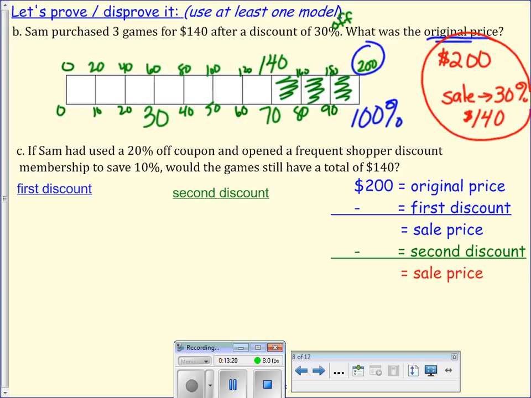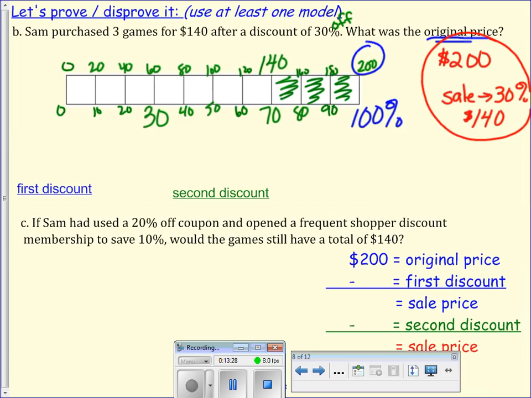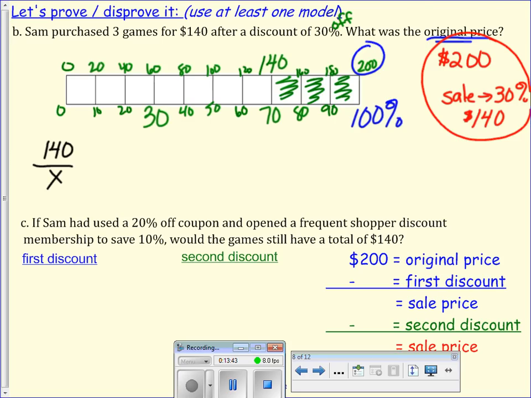If you wanted to use your fraction method, I can move all this down. How many people want to use the fraction method? Well, we have to be careful again, because 140 was part of the total cost. But I can't put my 30% there in my fraction, because 140 does not equal the 30% that they took off, does it?